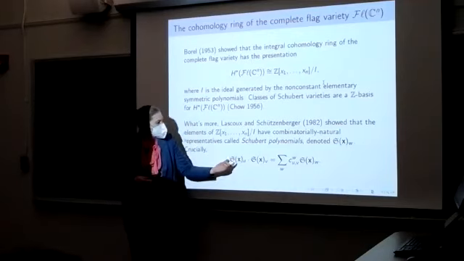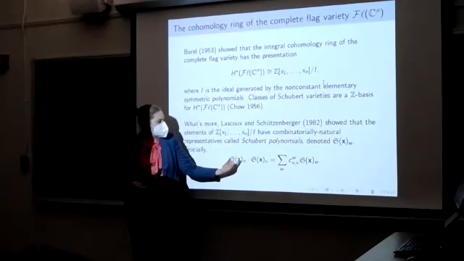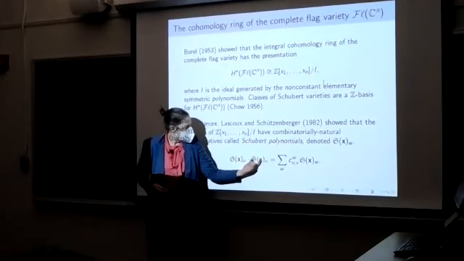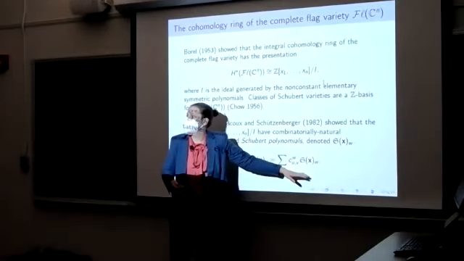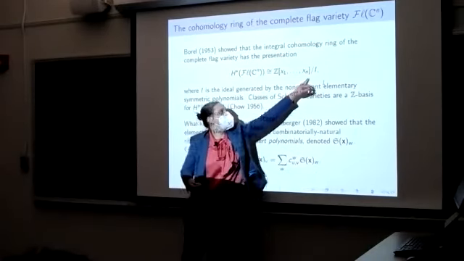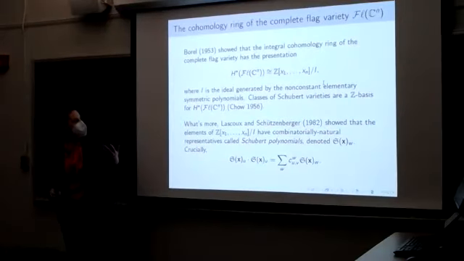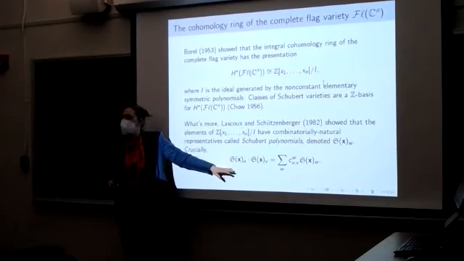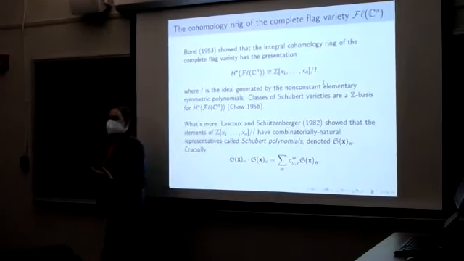So if we want to understand the multiplication in this ring, it's enough to understand how we multiply two Schubert polynomials and get a sum of other Schubert polynomials. The magical fact is that we don't have to do any cleanup in this ideal that we're quotienting by. We just actually get this equality literally on the nose. These constants are what we want to understand. They're called Schubert structure constants.